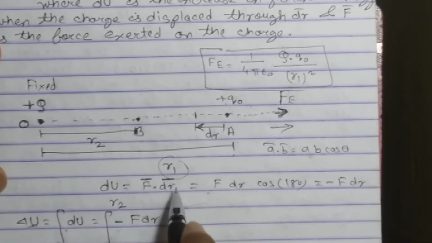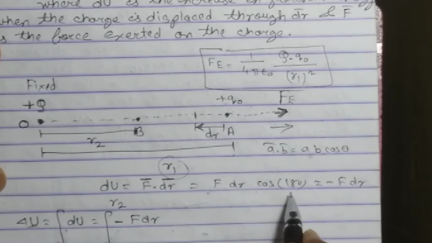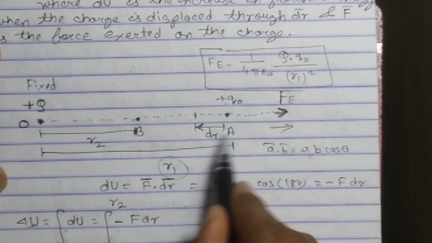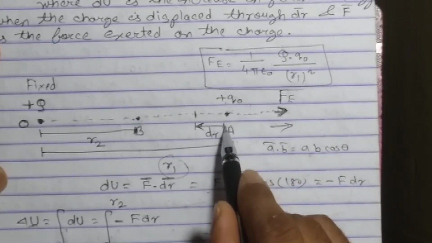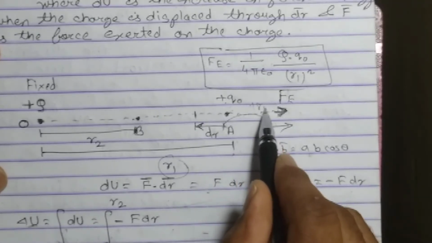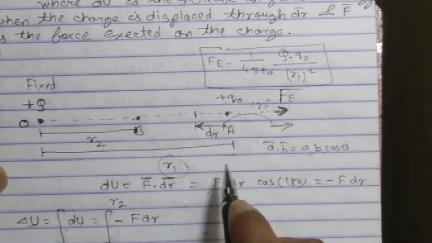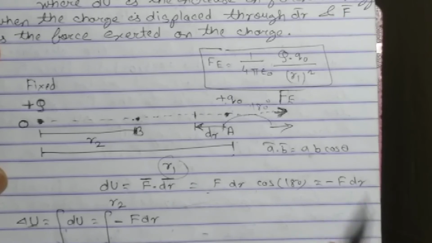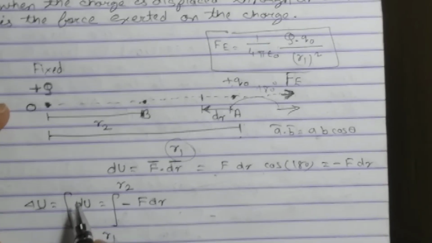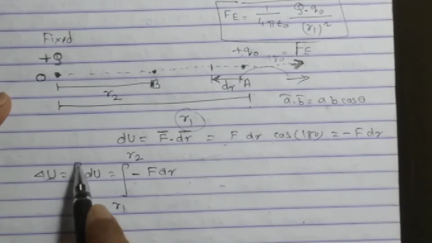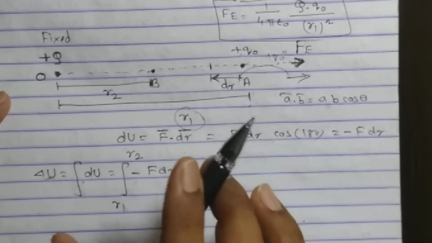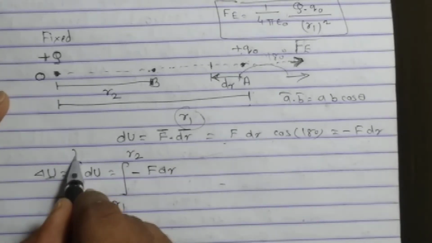The same formula we applied here: F dr cos theta. What is theta? Because dr is in this direction, the angle between them is 180 degrees. You can observe it over here. Cos 180 is minus 1. Now we have to find the total work done. For that we will take the integration, which is the basic formula, from r1 to r2.